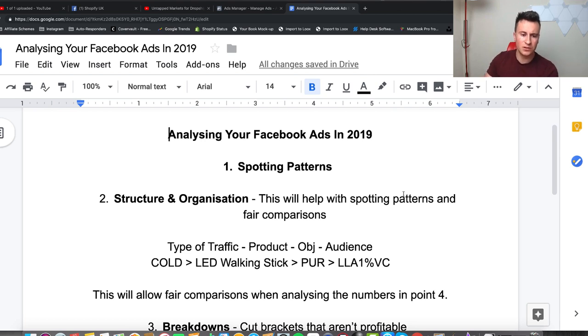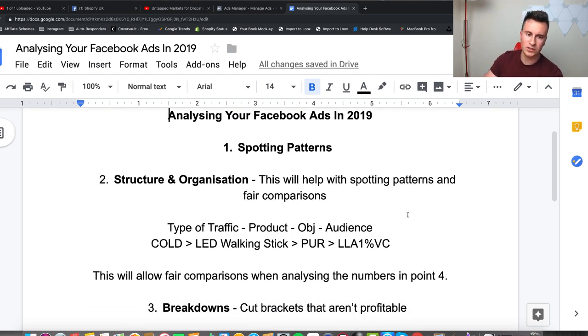So moving on to number two then, this is the structure and organization of your Facebook ad account. And this is more important than you can ever imagine, because point number one is kind of like the key point. But in order to do that correctly, then you must do these following 3 points as well. So number two then, structure and organization.